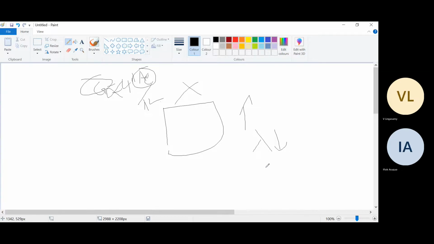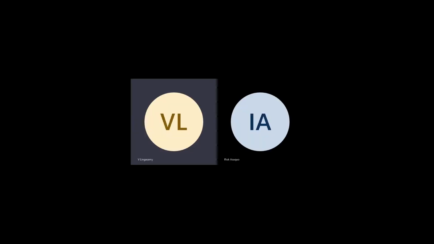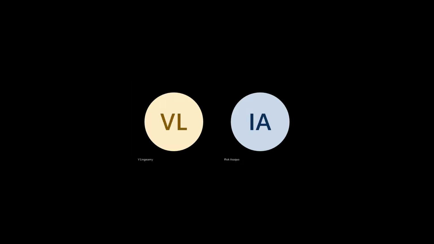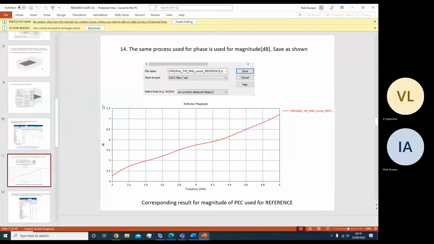Can you see my screen? But why is it starting from, okay, now I understand that. But you see in dB, it's starting from 4 point something, not from the origin. 4 point something to 7 point something, yes. Why is it not starting from the origin? Okay, it's because it's 3 is here.